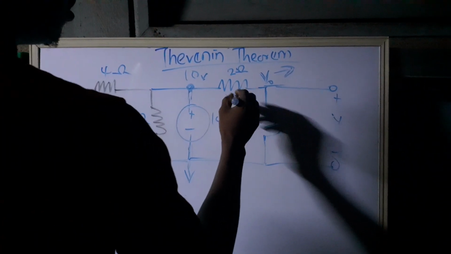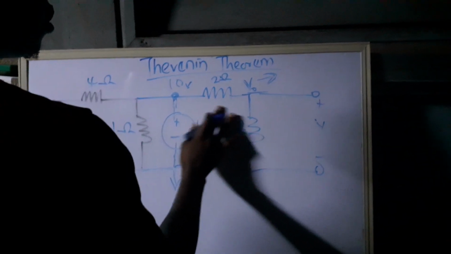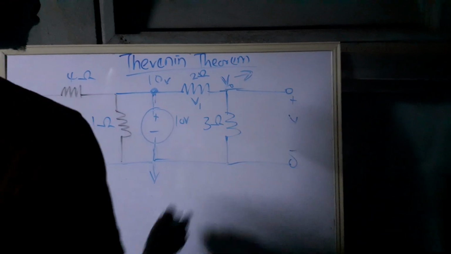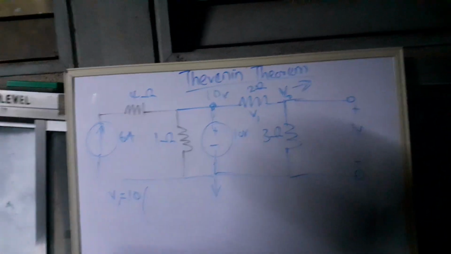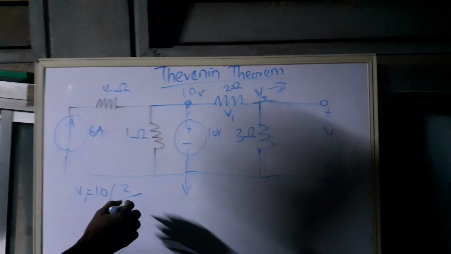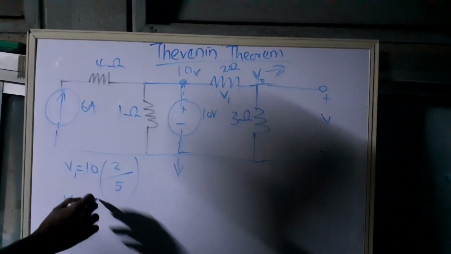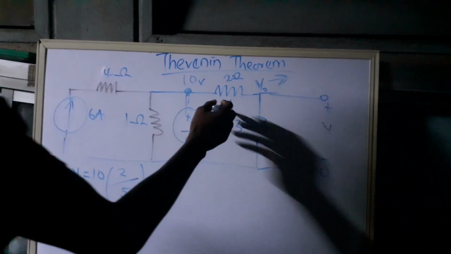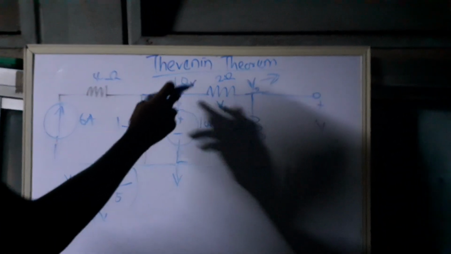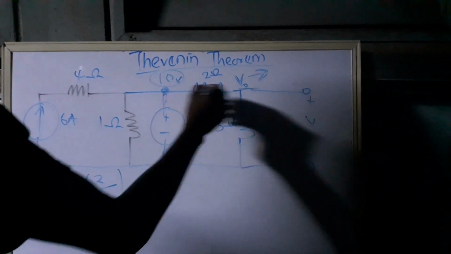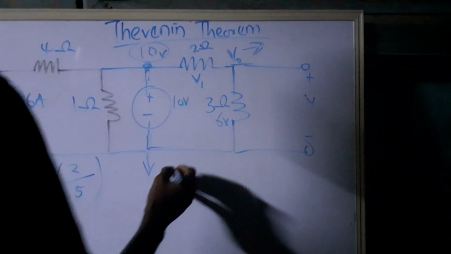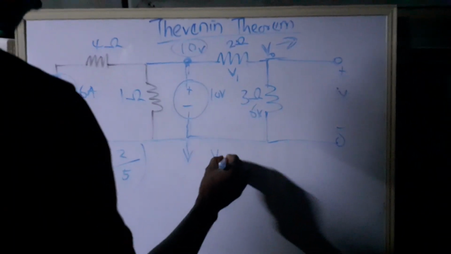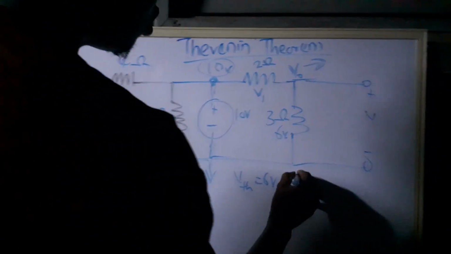So our V1 will be what? 10 times 2 over 2 plus 3, which is 5. So V1 is 4 volts. If we are taking 4 volts from this, what we are passing through here is 6 volts. So that means our VTH is what? 6. VTH is 6 volts. Our RTH is what?